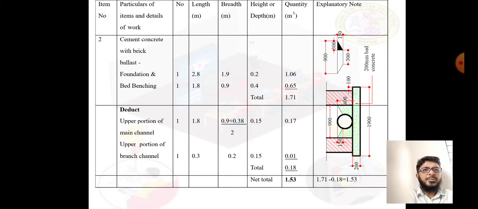So for cement concrete with brick ballast, in foundation it is 1.06, then for the bed benching it is 0.65. So in total we got 1.71.